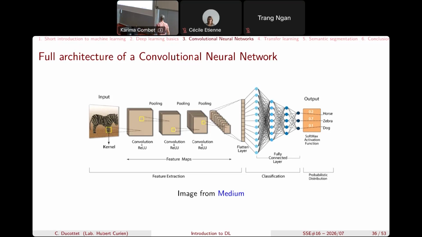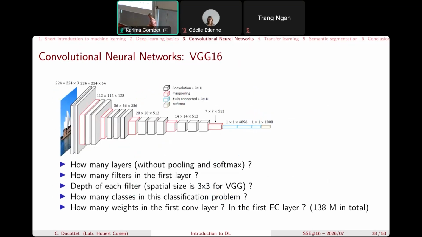I said before that in a classical machine learning system, we have first the feature extraction and then the classification. Here we have all these steps mixed. So it means that the system is learning not only the classification part, but it is also learning the feature extraction part. This is why we need a lot of information for that.